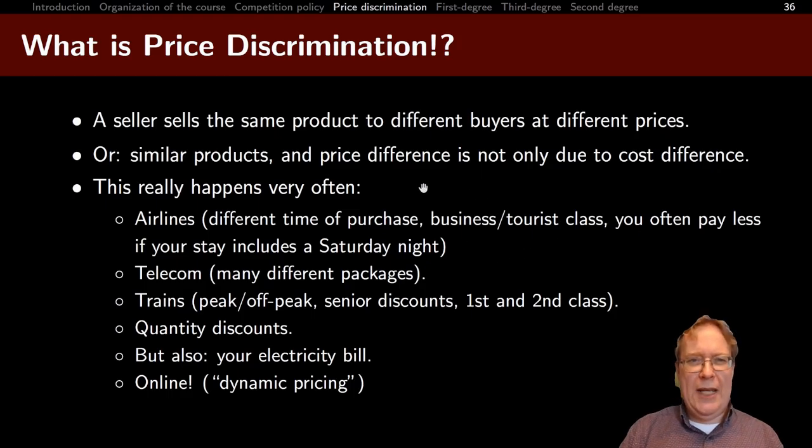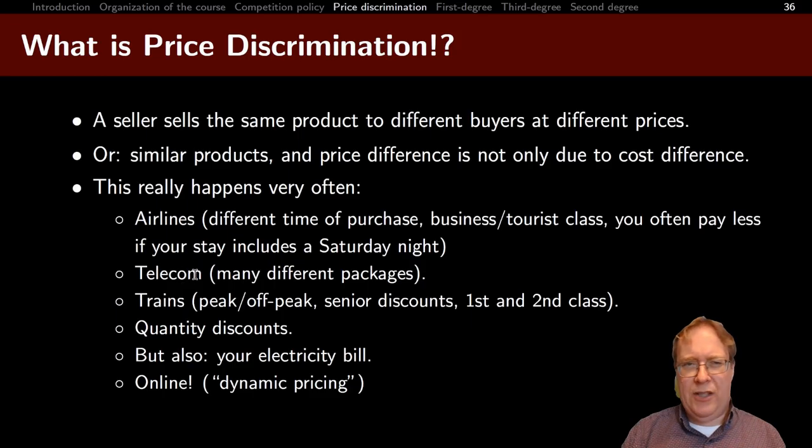And if you think about it, this really happens very often. If you buy an airline ticket, then even if it's the same flight at the same date and the same people on board, the price that you have to pay will depend on when you buy the ticket. It also depends, of course, whether you travel business class or tourist class. Often you pay less if your stay includes a Saturday night. It depends on when, how, where you buy, etc. So same product essentially, but different prices.